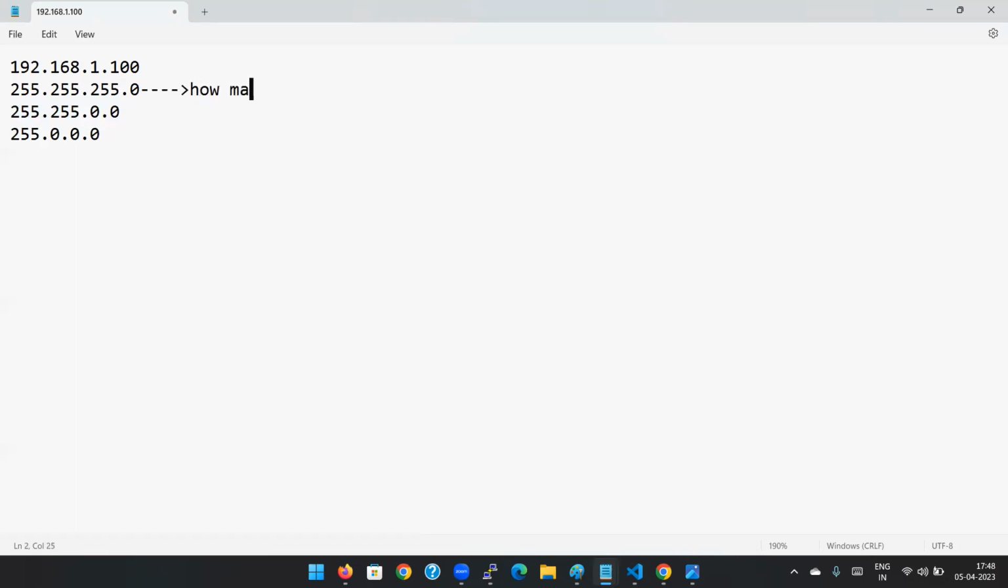How many devices? So how can you understand that? Depending upon the zero value, it will represent the devices, right? So how many zeros are there? If I convert it into the binary format, there are 8 zeros. 8 zeros means how many devices you can connect in this network. In a single network, you can connect up to 2 to the power of 8, that is equal to 256 devices.